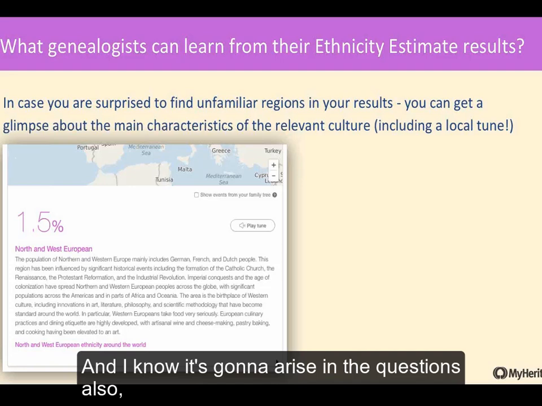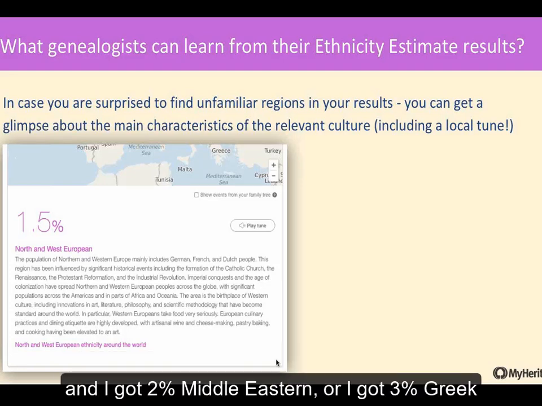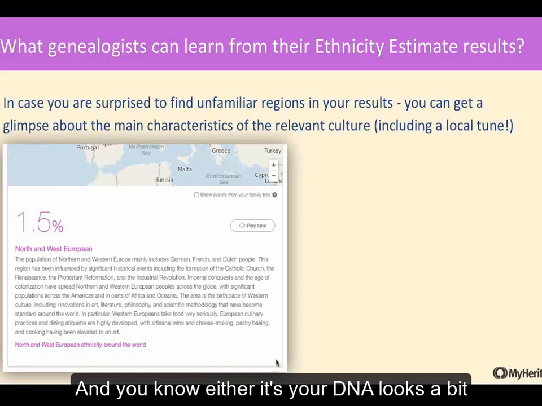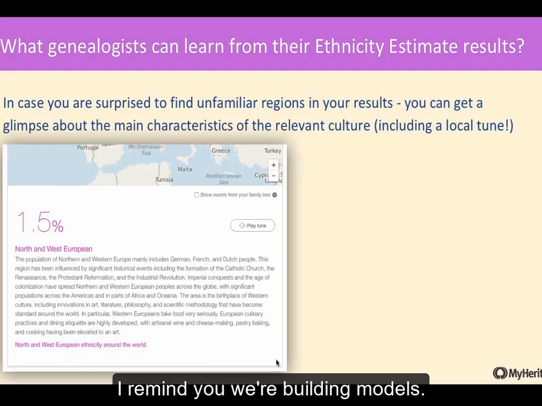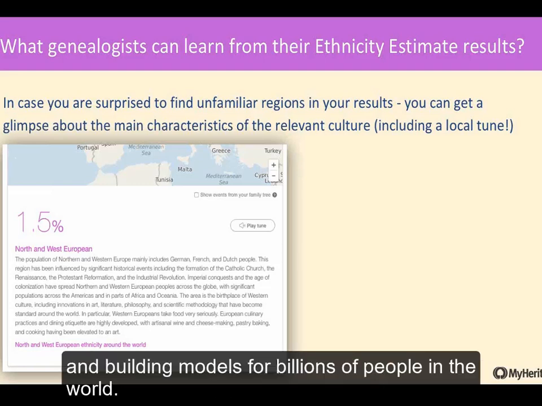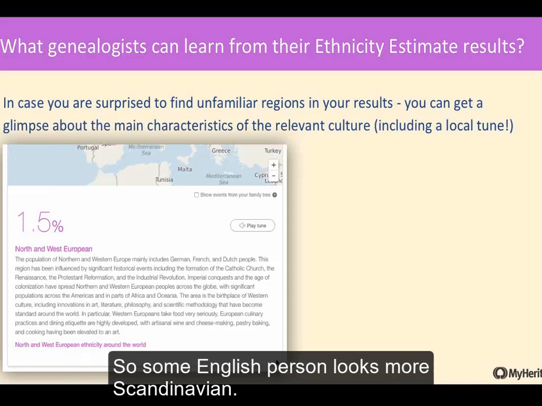And I know it's going to arise in the questions also: what about, hey, I'm Scandinavian and I got 2% Middle Eastern, or I got 3% Greek and I'm fully English. It can happen. Either your DNA looks a bit like a Greek person's DNA. I remind you, we're taking thousands of users and building models for billions of people in the world. And in statistics, some people just don't look the same. So some English person looks more Scandinavian.